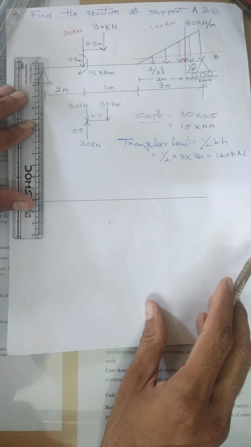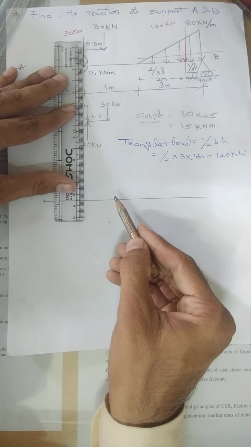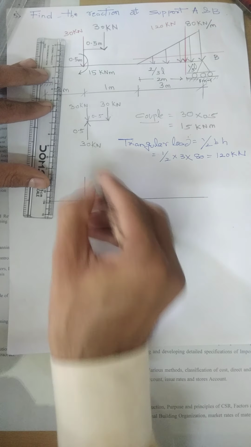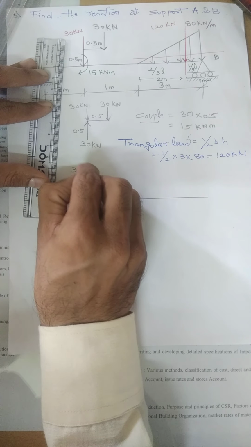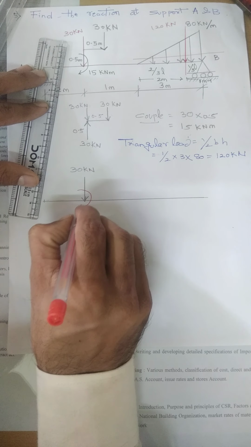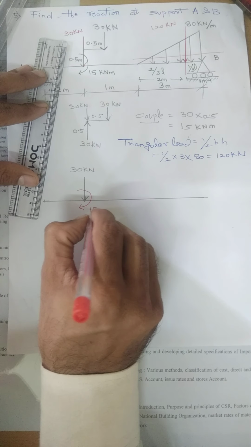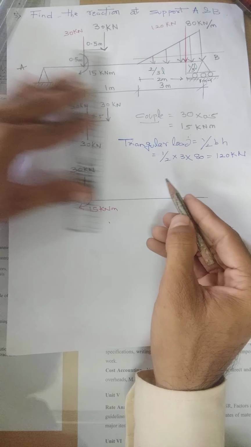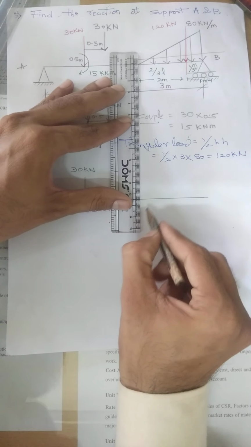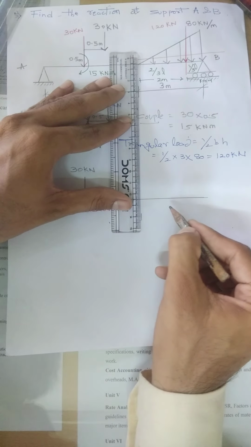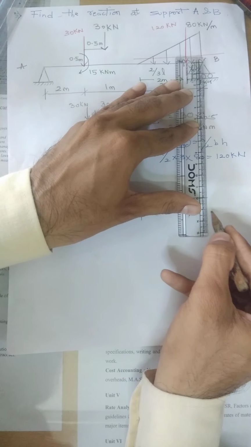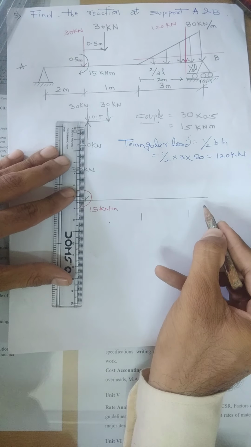At the same point we are drawing the figure. Yes, I am transferring this vertically downward force of 30 kilonewton and a couple of 15 kilonewton at the same point. And this distance is the same, but this distance and the original distance will be somewhat different. Final point. And this distance.